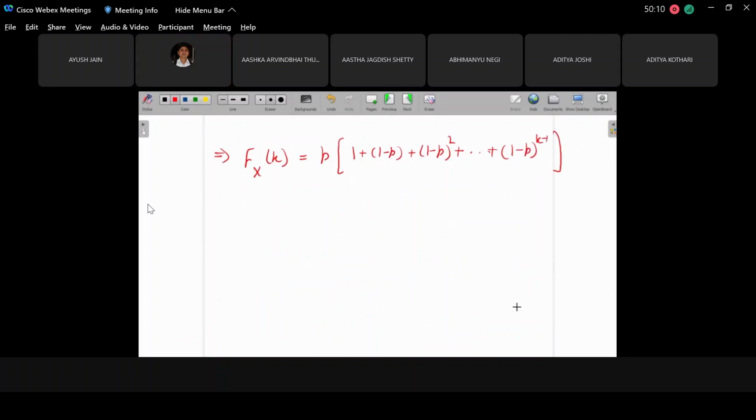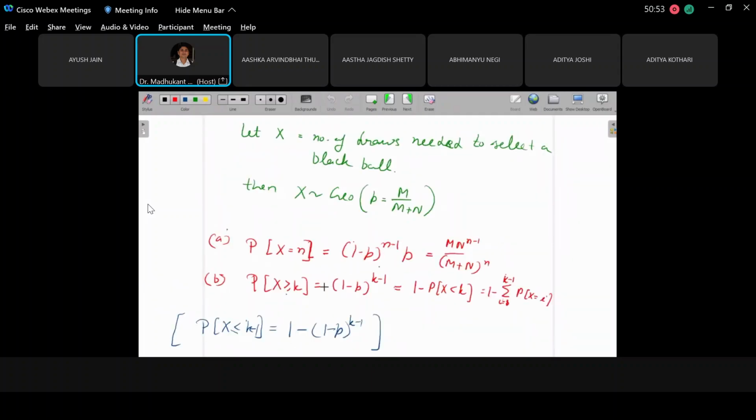So this is a geometric series, like 1 plus r plus r squared and so on plus r to the power k minus 1. So I think this is very simple. p times (1 minus (1 minus p) to the power k) divided by 1 minus (1 minus p). It's very simple to follow. So this 1 minus (1 minus p) is equal to p, and this is equal to 1 minus (1 minus p) to the power k. Okay, so done, right? So this is the cumulative distribution function for geometric random variables. So from here it is very easy to follow that probability of X greater than or equal to k is nothing but (1 minus p) to the power k minus 1. So this is now straightforward. So I don't need to repeat it again, right?